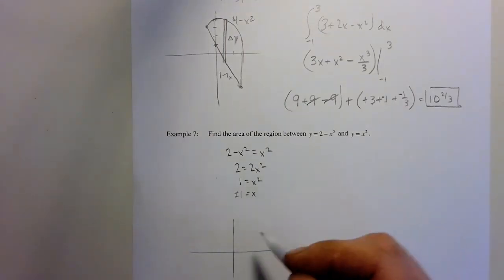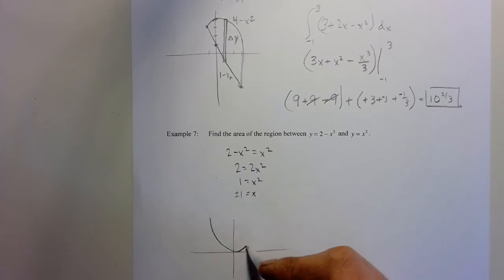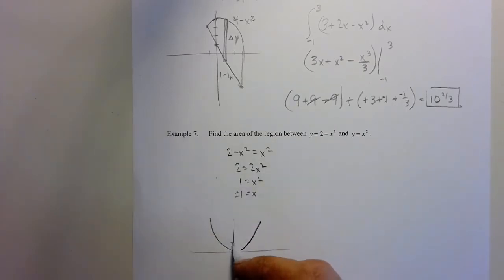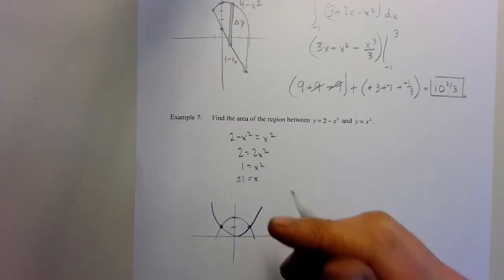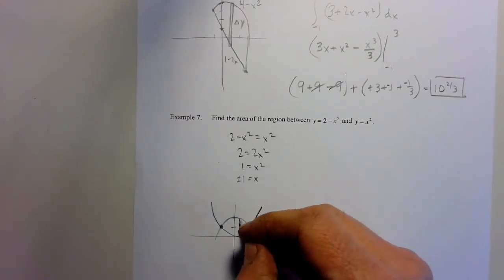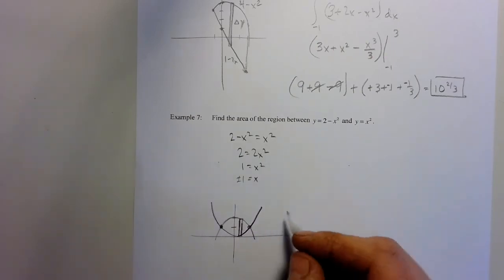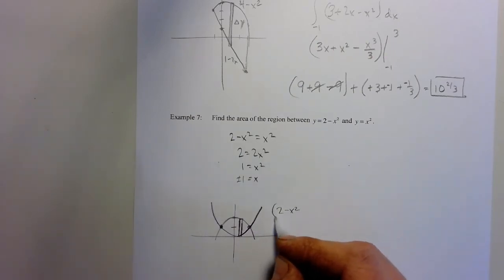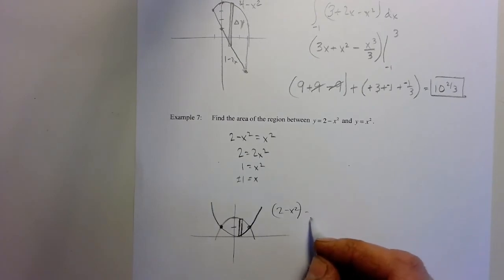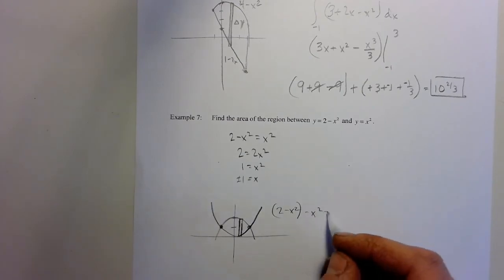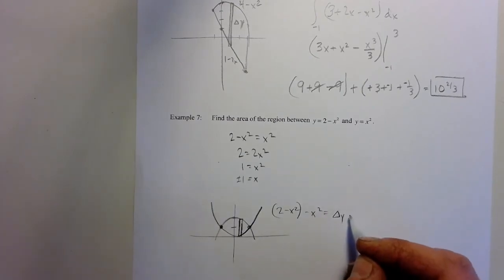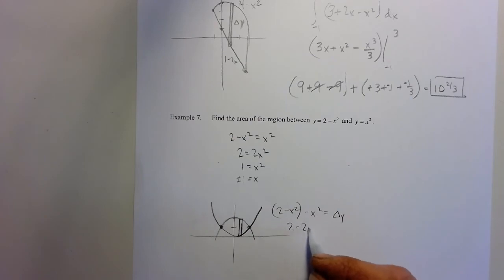So y equals x squared is here. 2 minus x squared has a y-intercept of 2, so it's opening down like this. There are my intersections. It doesn't really matter what the y values are, you just need to know which one's on top and which one's on bottom. If I draw on my rectangle, I can see which one's on top. It's the 2 minus x squared. 2 minus x squared is my upper. My lower is x squared, so that's going to give me my change in y, otherwise known as the height, which is 2 minus 2x squared.